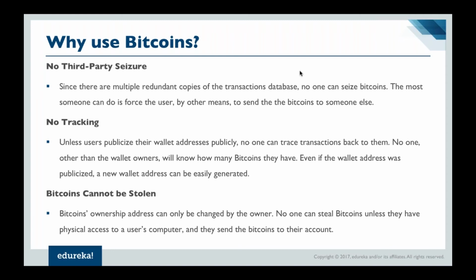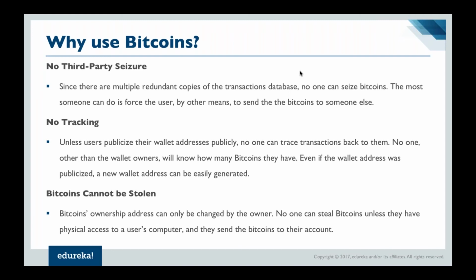No tracking. Unless the user publicizes his or her own wallet addresses, no one can really trace transactions back to them. No one other than the wallet owners will know how many Bitcoins they have, even if the wallet address was publicized. A new wallet address can be easily generated.